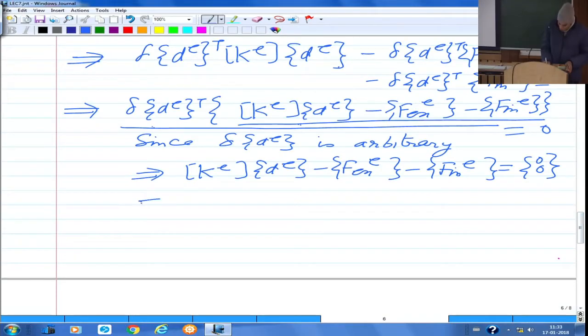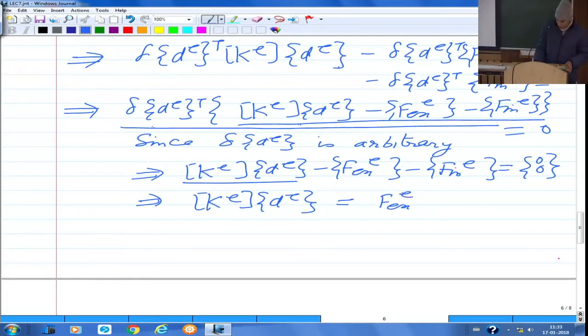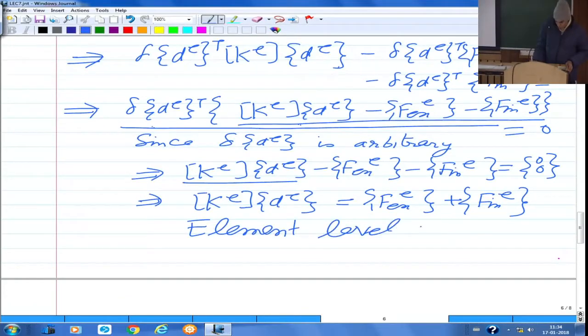So what you can do is keep this part on the left-hand side. So you have KE into dE equal to F external E plus F internal E. And this equation is referred to as the element level governing equation, which is an algebraic equation, because now there is no differentiation or anything in this. So this we call the element level governing equation.